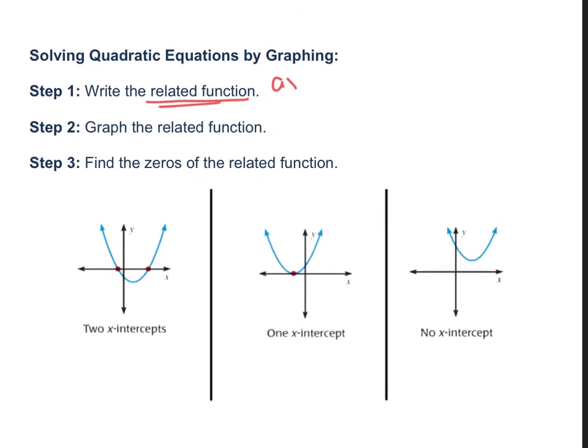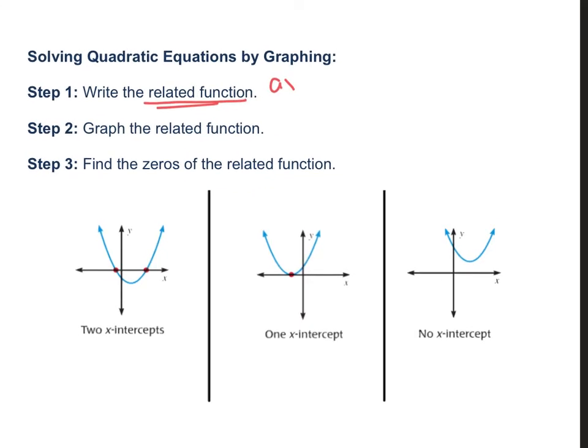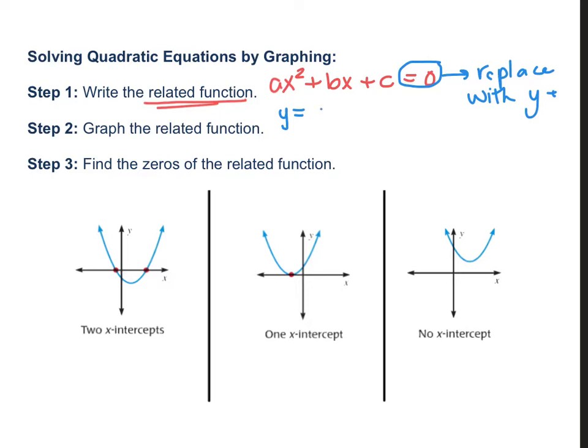So let me just, here's our ax squared plus bx plus c equals 0. When it says write the related function, what that means is you're going to take the equals 0 and replace it with a y equals. So when we write the related function, it's going to end up as y equals ax squared plus bx plus c. So that just puts it into something that we can graph. A related function is with a y equals instead of an equals 0.